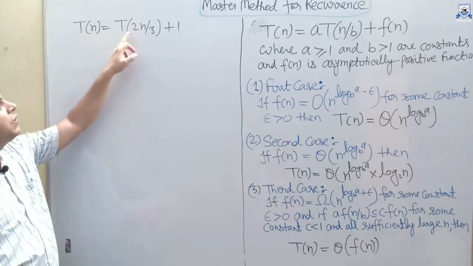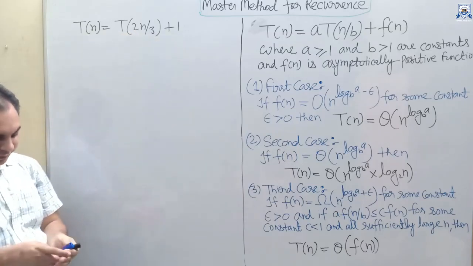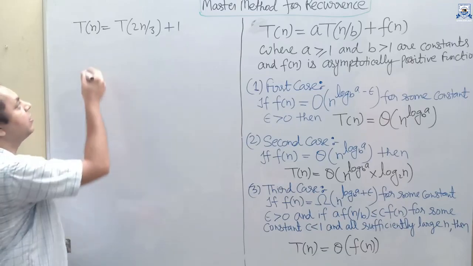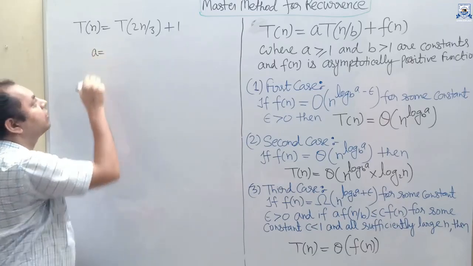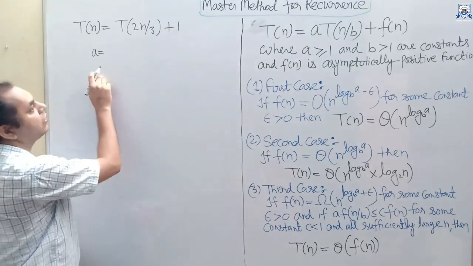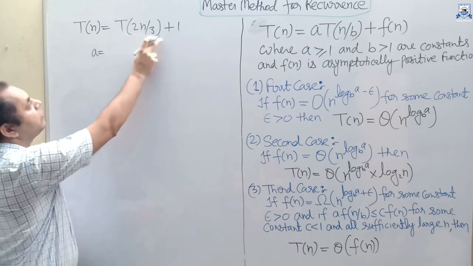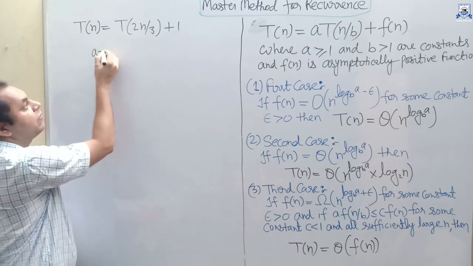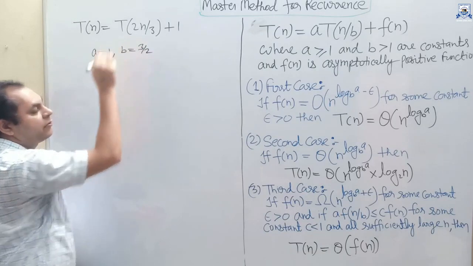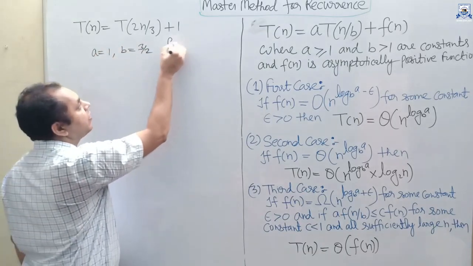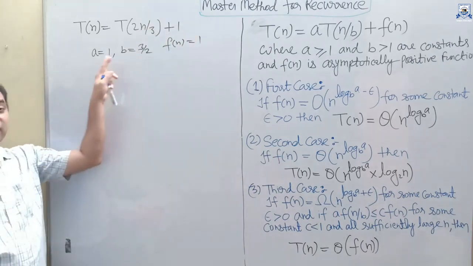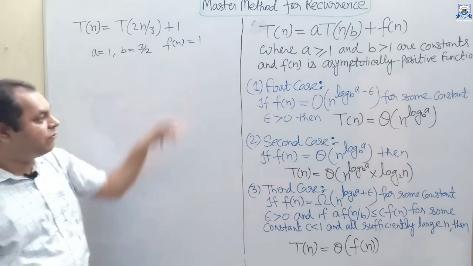Now let's discuss one more example for the master method. Tn is equal to T(2n by 3) plus 1. Before solving this recurrence relation, let's find out the values of a, b and fn by comparing it with the generic recurrence relation. In this recurrence relation, the value of a is 1, the value of b is 3 by 2, and the value of fn is equal to 1.